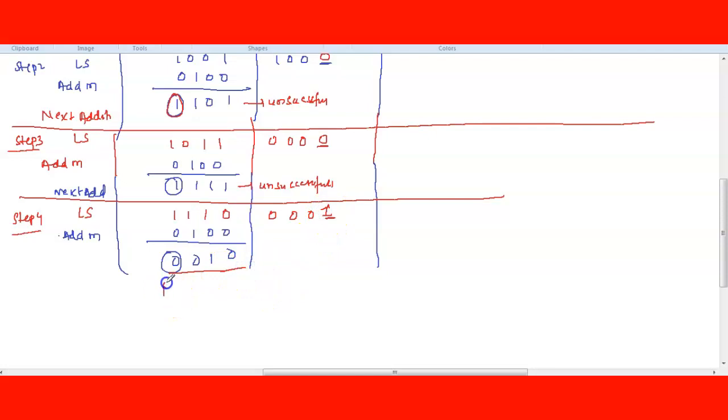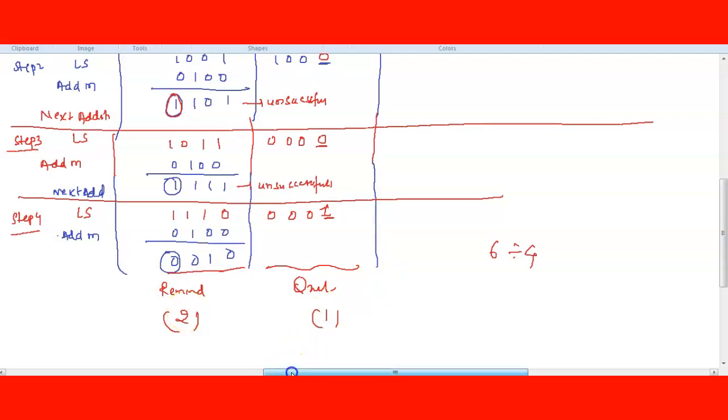So this will be your remainder, and this will be the quotient, because we have already done step 4. This value is how much? 2, and this value is what? 1. So if you divide 6 by 4, the quotient is 1, remainder is 2. The answer is correct. Consider if in this step you got 1, then there is no next step to perform the addition; only then restoration is performed. Otherwise we stop here. Okay, we'll see some more examples, then we come.